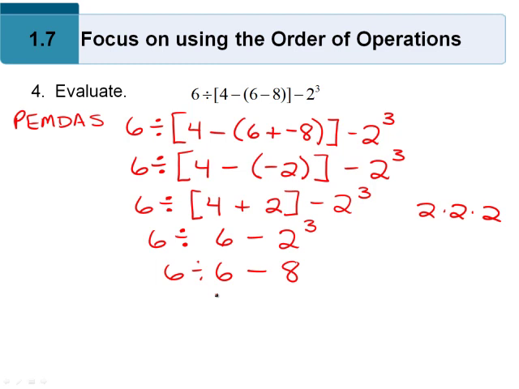6 divided by 6 is 1, and we have 1 minus 8. So now we do one more changing of the signs with the subtraction. So keep the 1, change it to addition, take the opposite of 8, which would be negative 8. And the last step, the signs are different, so we subtract and keep the larger sign. So that would be negative 7.